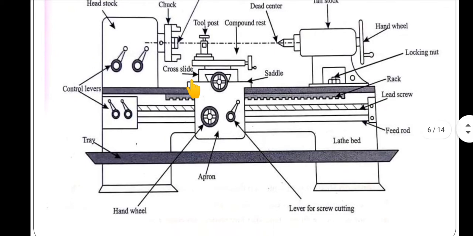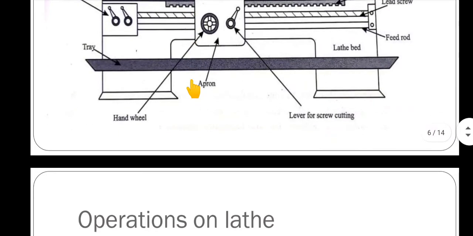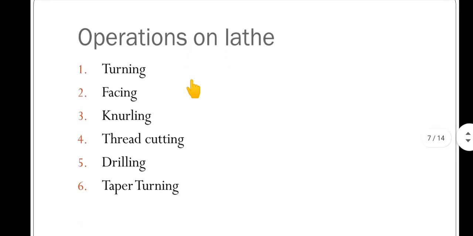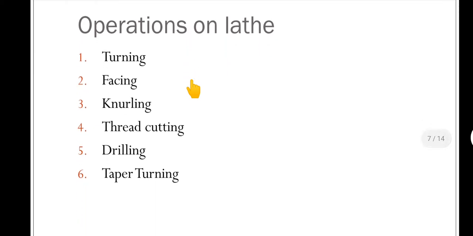Next, let us see what different operations we can perform using the lathe. Six different operations we can perform using the lathe: turning, facing, knurling, thread cutting, drilling, and taper turning. So these are the different operations we can perform using the lathe. Let's see them one by one.